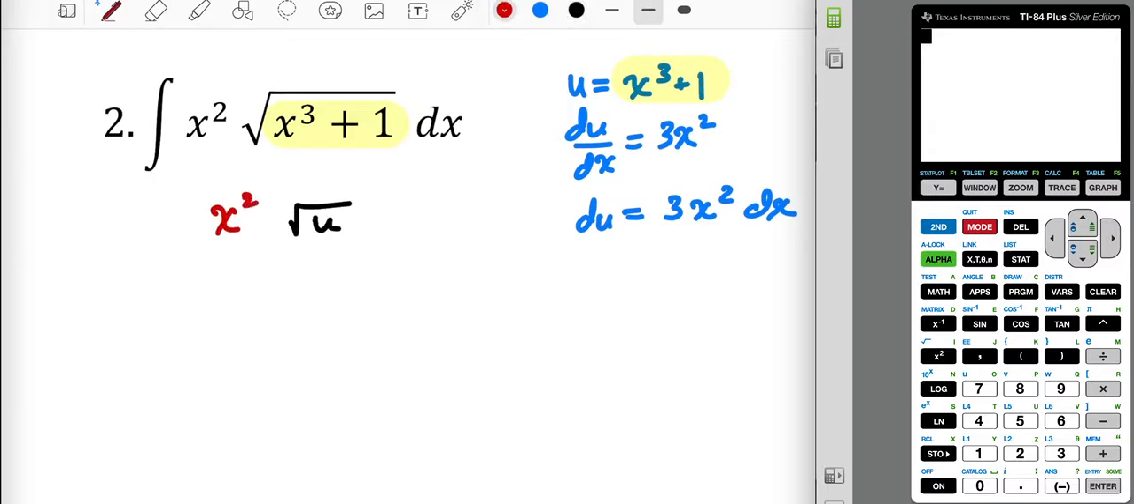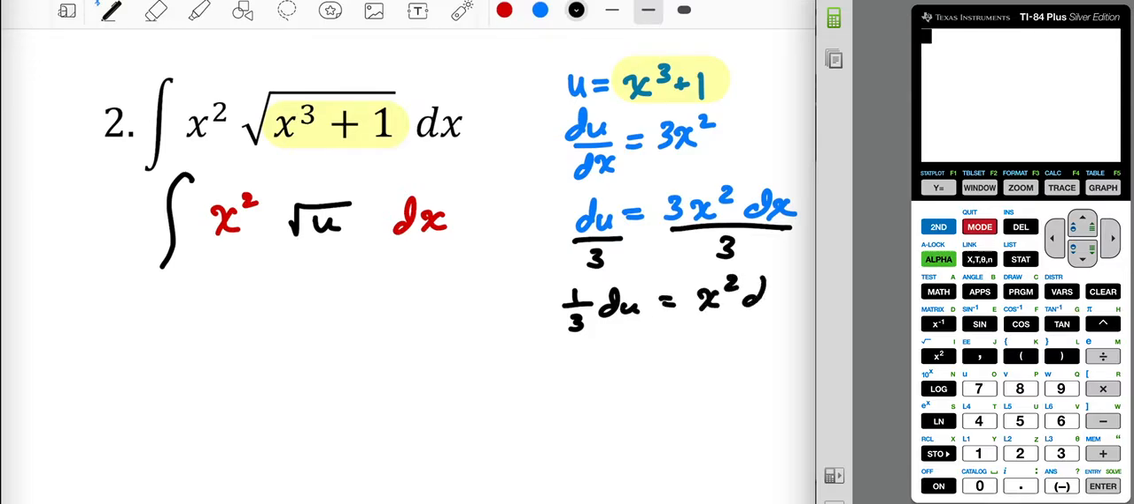I got an x squared and a dx left over. Those have to go. But see here I have a 3x squared dx. Well, I don't want a 3x squared dx, I just want an x squared dx. So let me divide both sides of my differential equation by 3. So 1/3 du is the same as x squared dx. So now I have the ability to make a clean substitution.